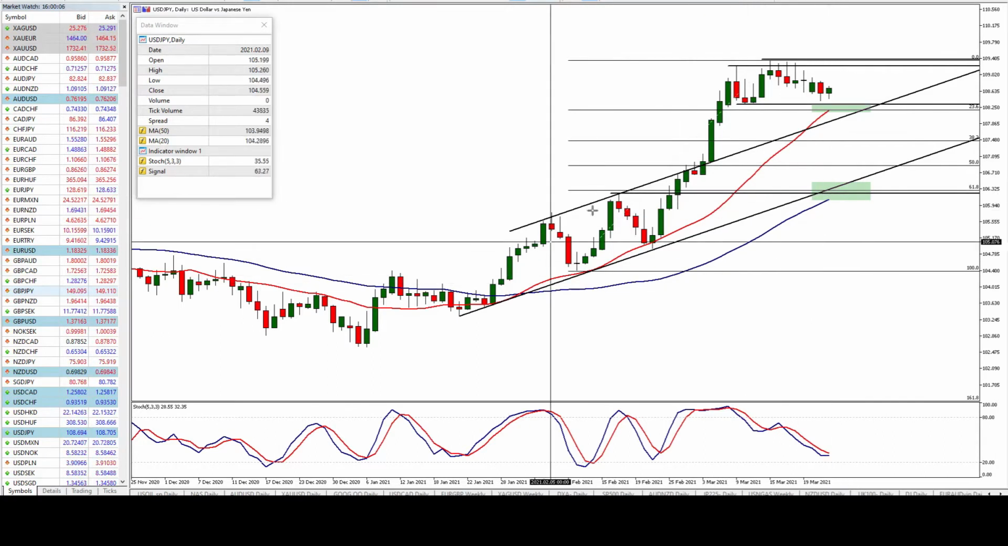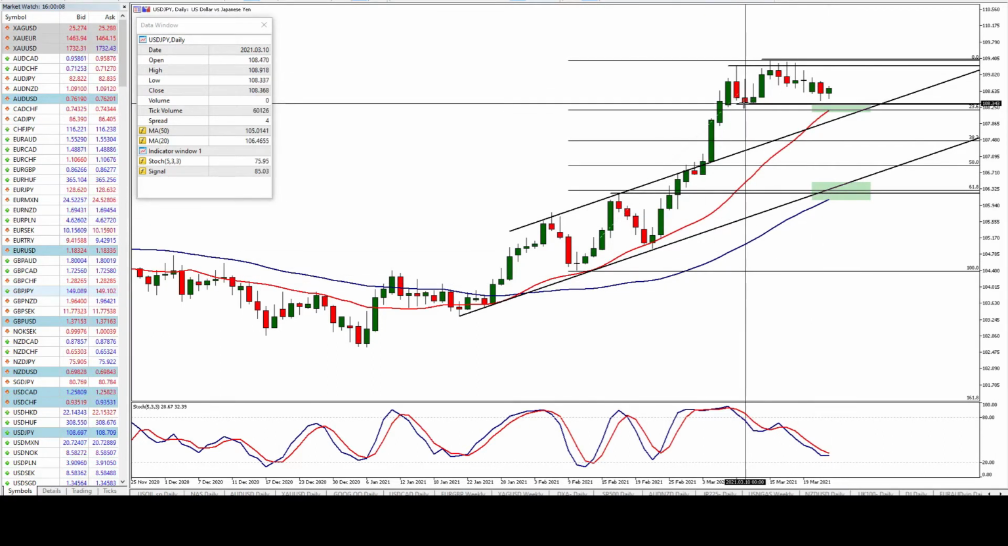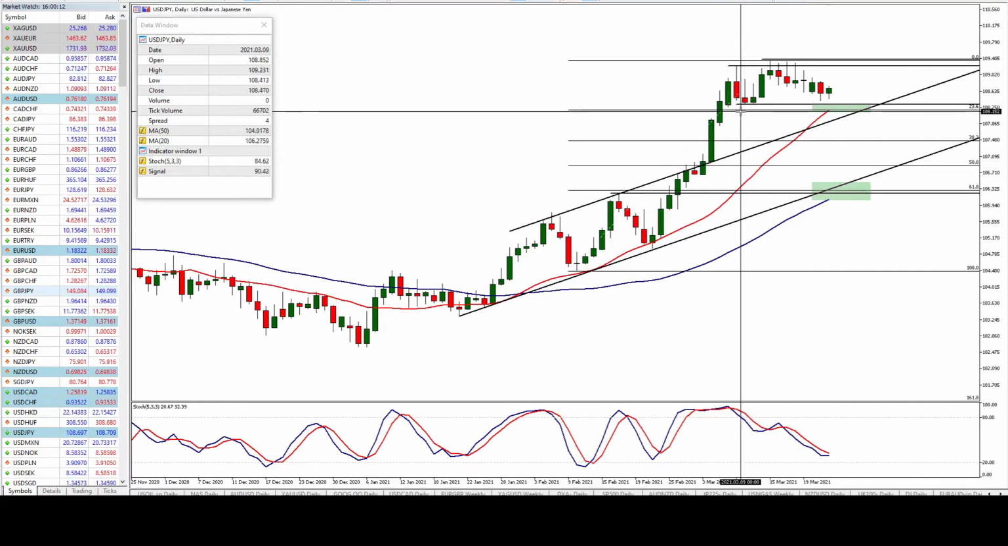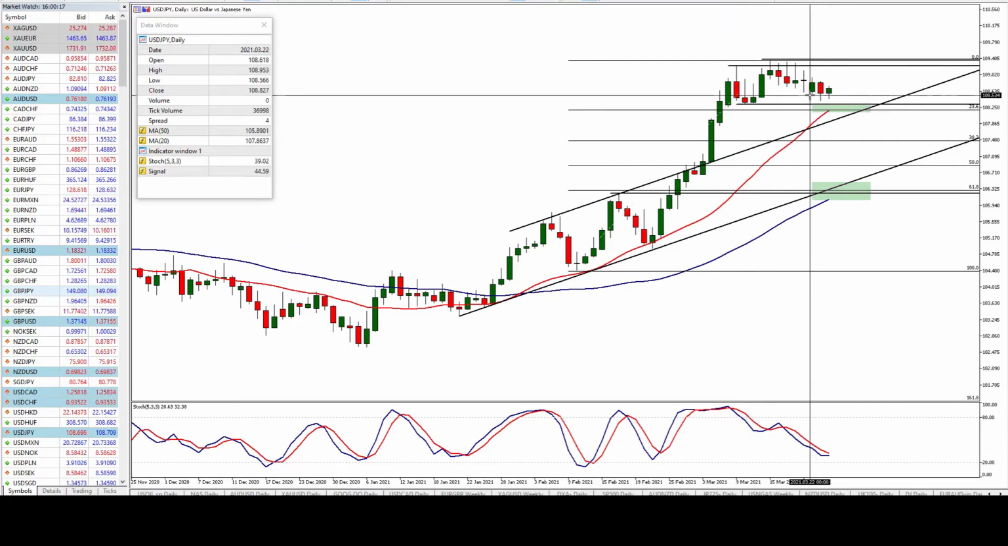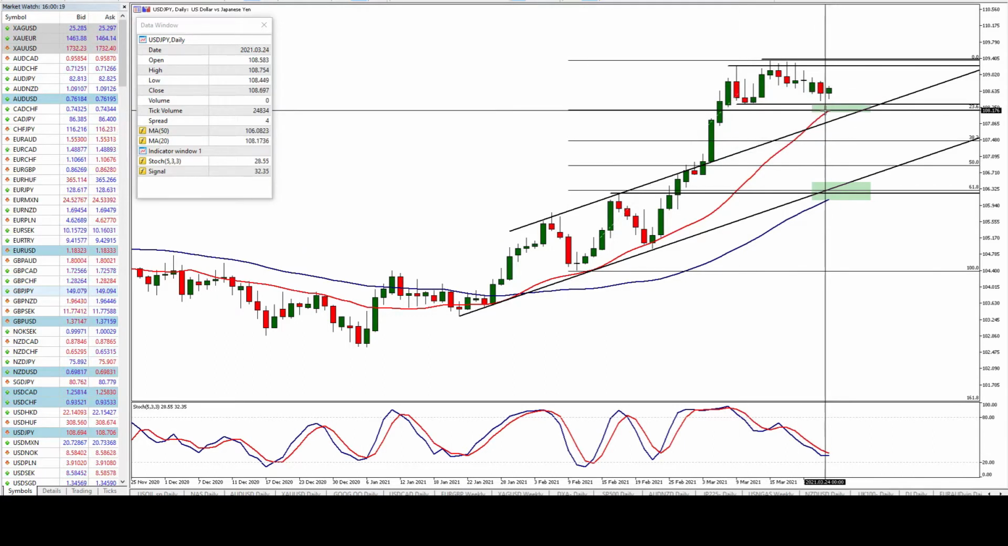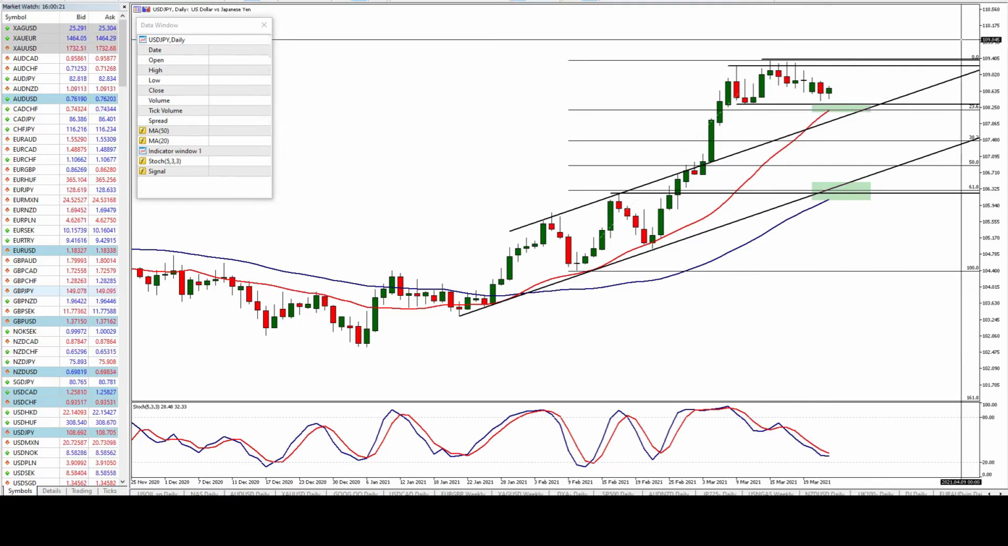So market in uptrend as long as we stay above this low. If the market moves below this decisively, then the risk of market coming down considerably actually increases quite a bit.